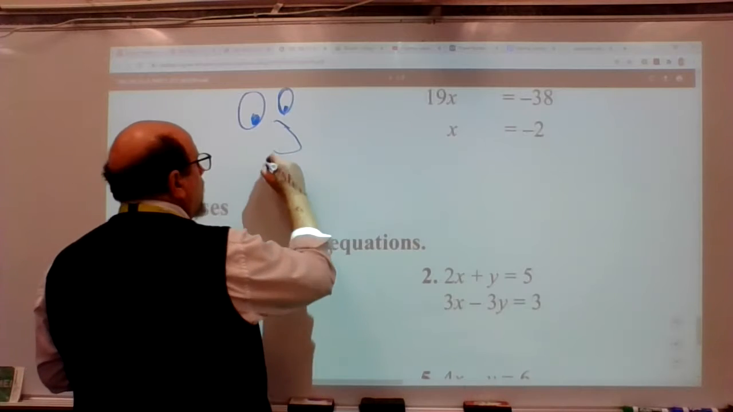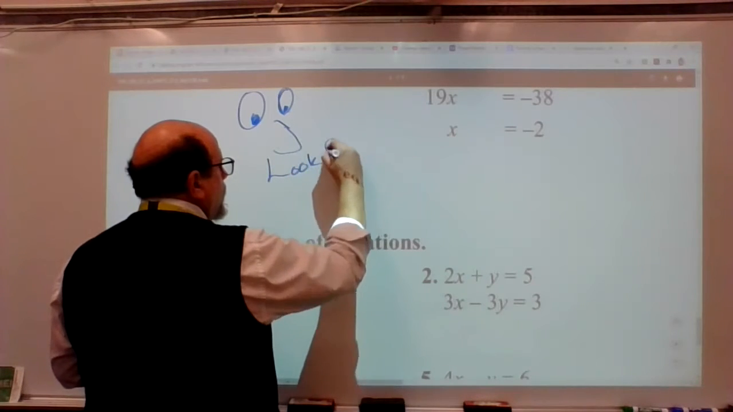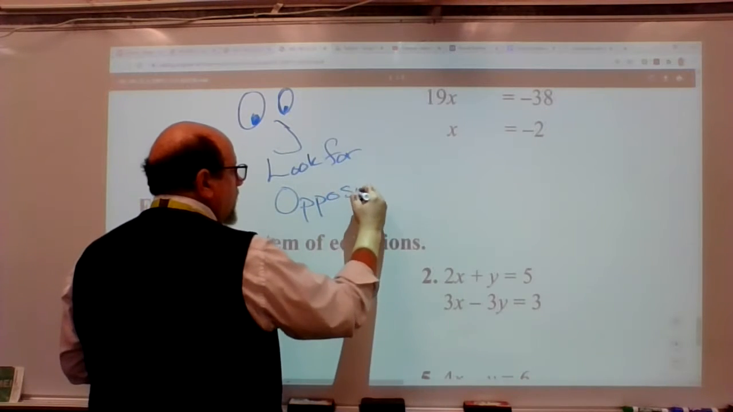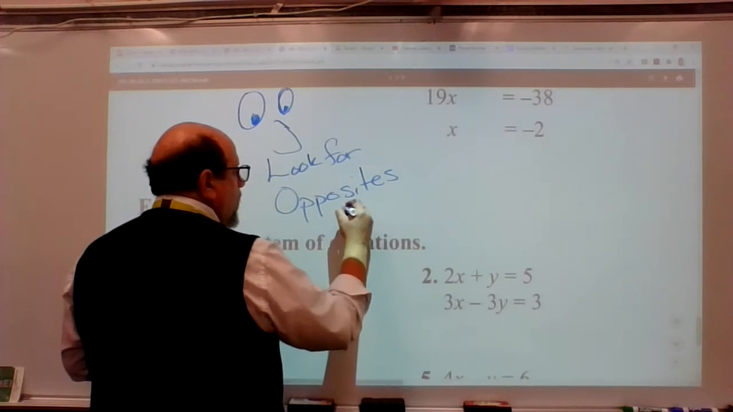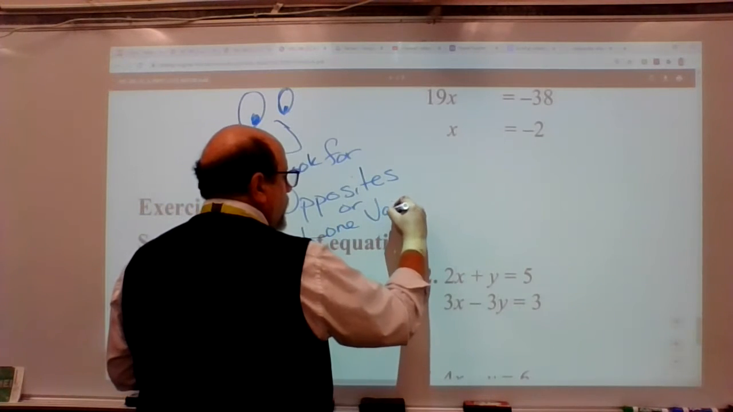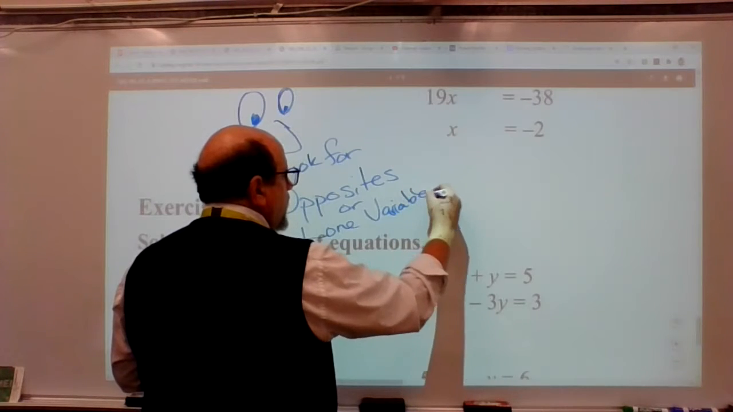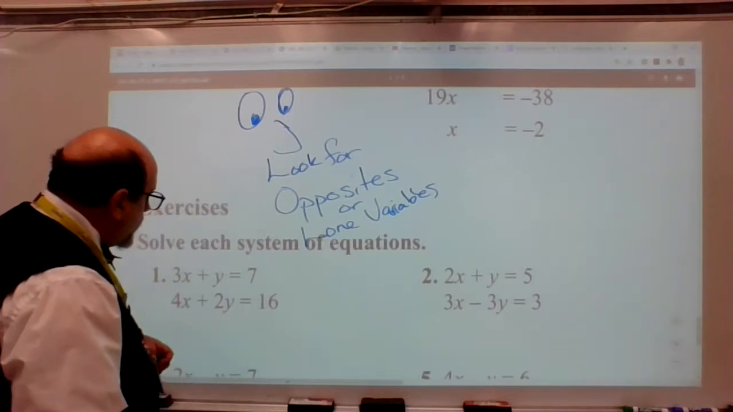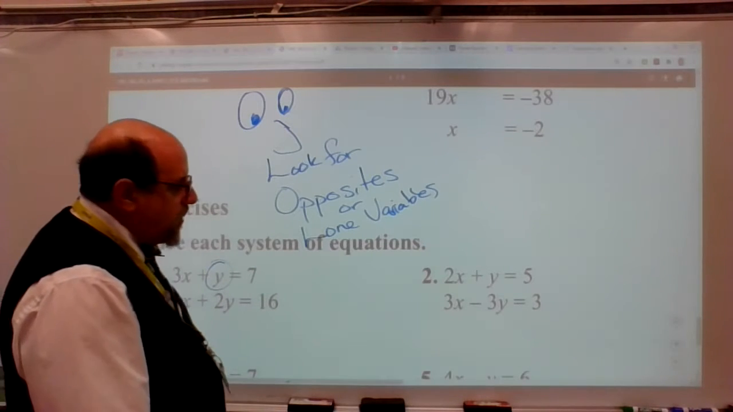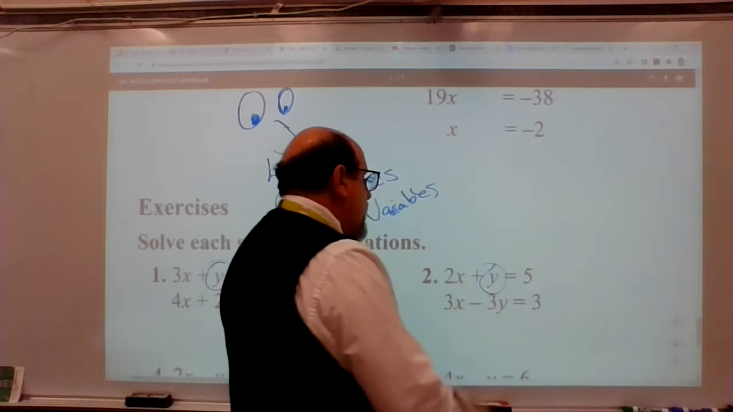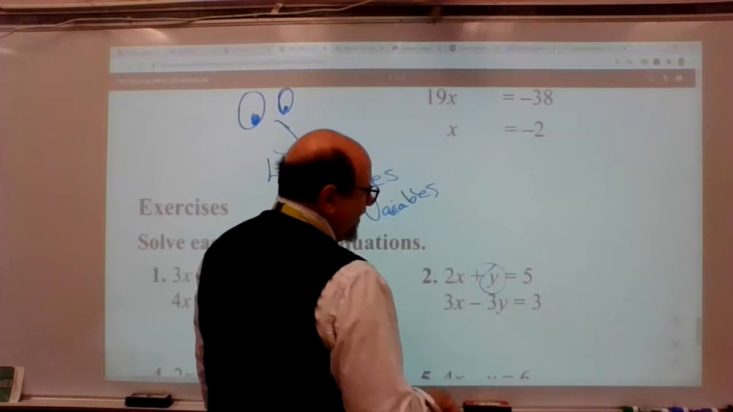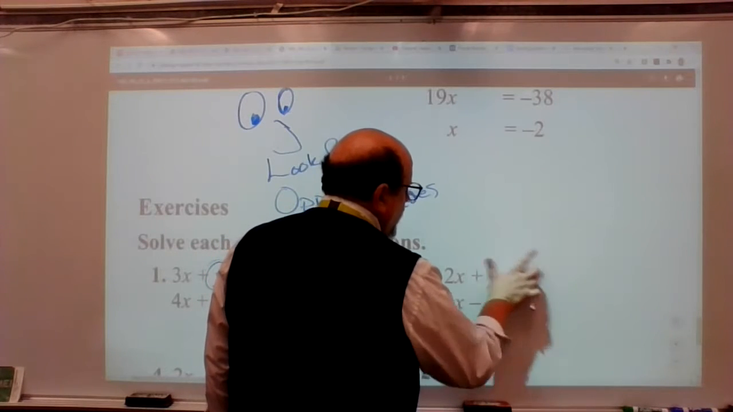I look for opposites or lone variables. I wish I could write. Anyway, so in these first two, I have lone variables. I don't have any opposites. And when I mean opposites, I'm looking for a y and a negative y. This is negative 3. And I can use elimination here, and I'll show you how.